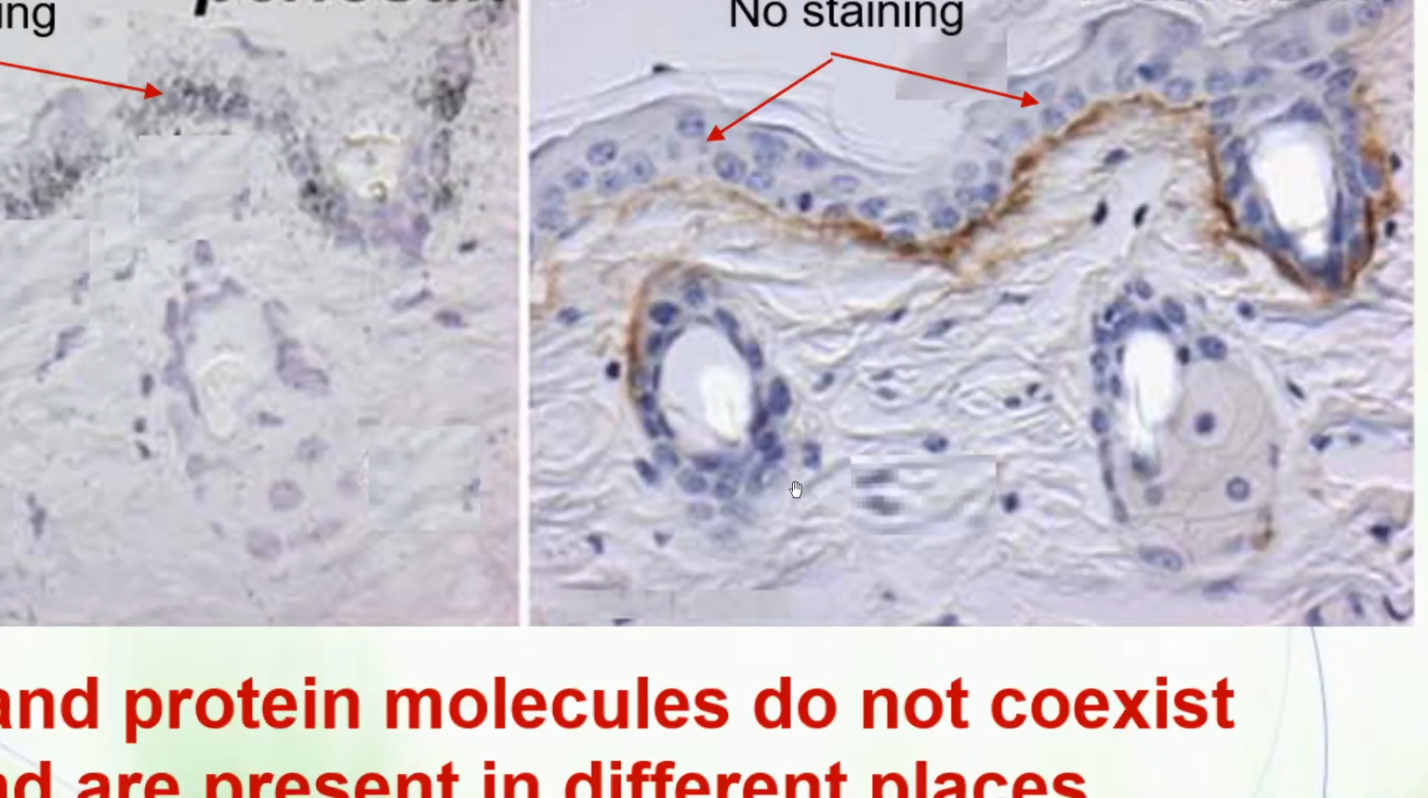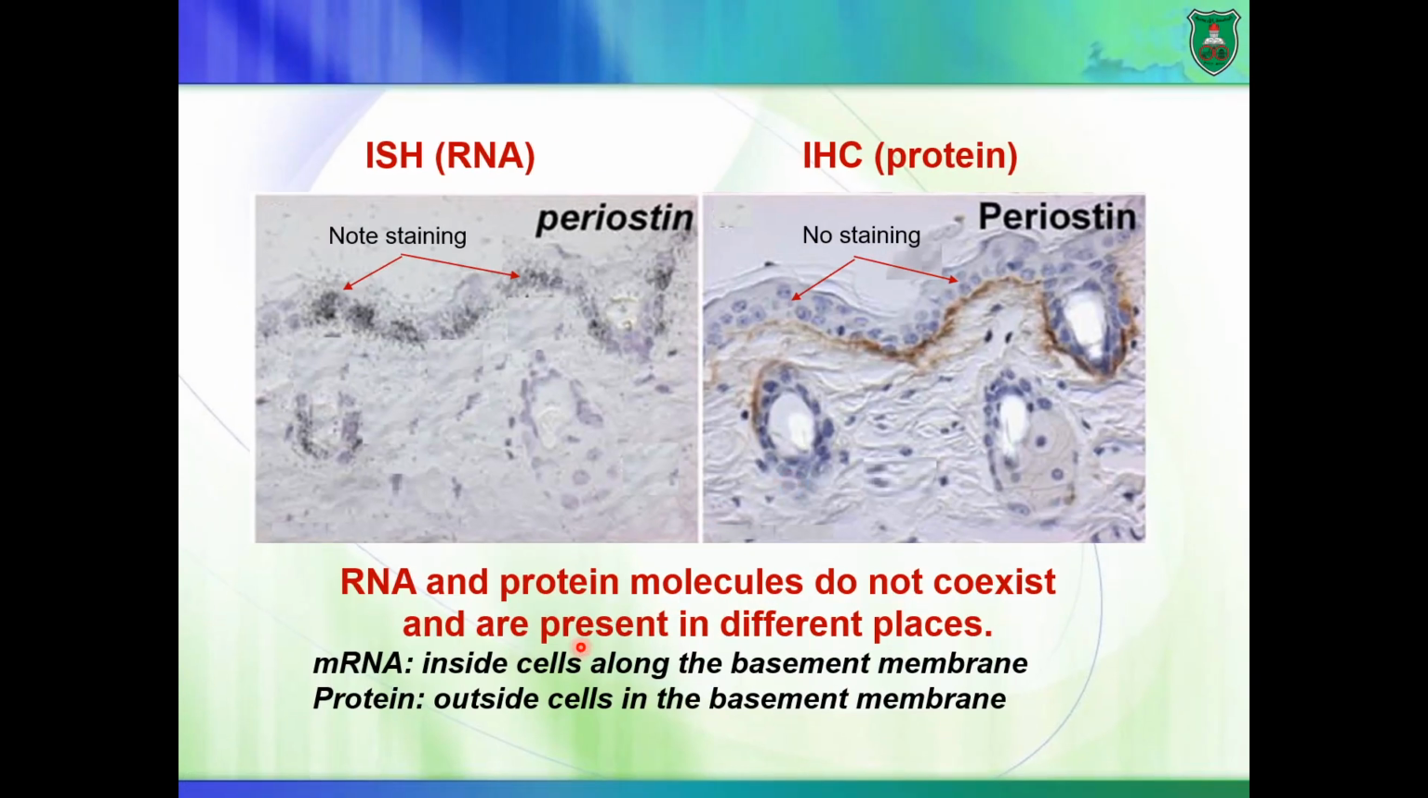So the idea again, RNA and protein molecules do not coexist and are present in different places. The messenger RNA exists inside cells along the basement membrane, and protein exists outside the cells in the basement membrane. But with in situ hybridization, we know what the source of the protein is by looking at the messenger RNA. So we talked about two techniques in here.